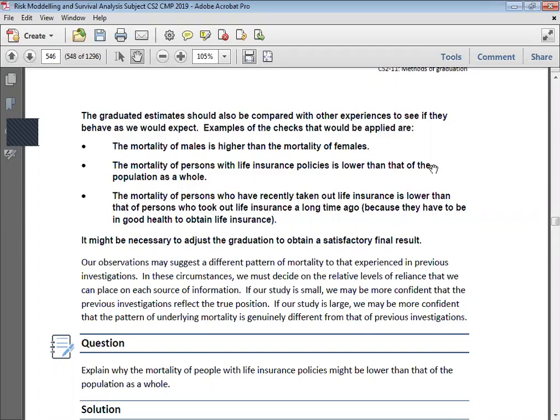And the third thing that they're saying here is that the mortality of persons who have recently taken out life insurance is lower than that of persons who took out life insurance a long time ago. And again, I think this has a similar reasoning, because a person who has taken out a life insurance just now would have undergone a test recently. And if that is the case, then we know that they have a good chance of living than people who might have had a test 10 years ago or 5 years ago. So on average, this is what you observe.